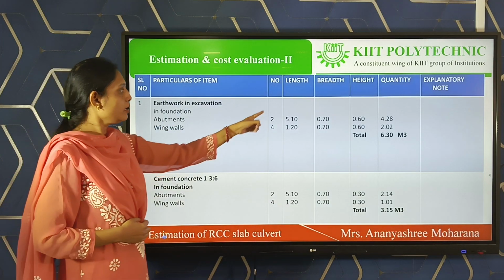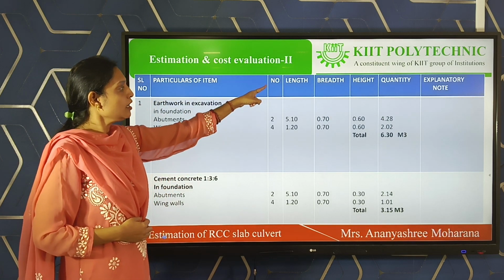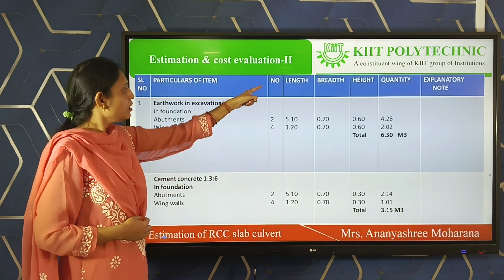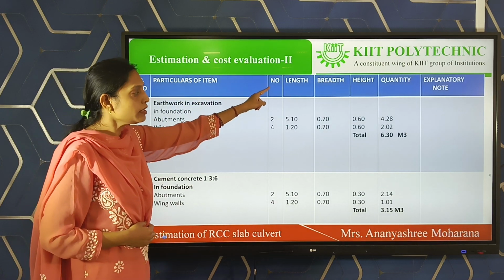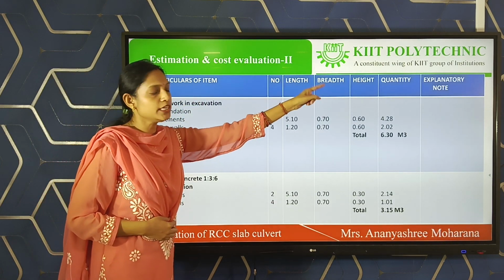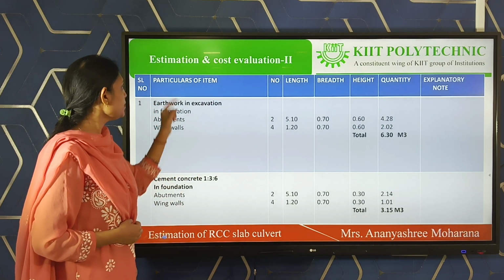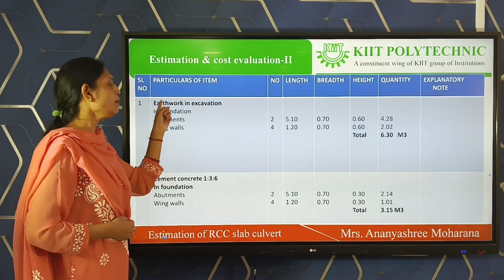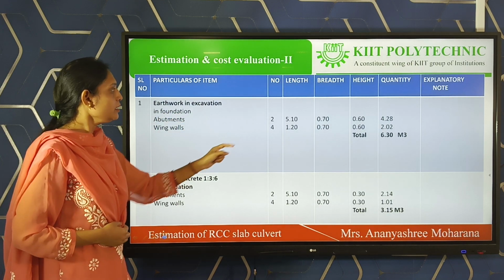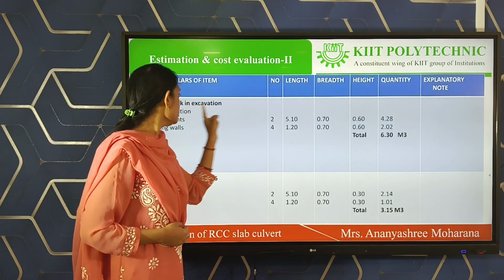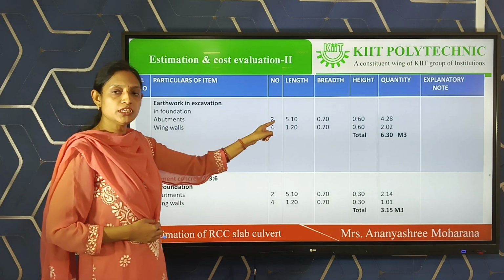Okay, so in this table you can see this is the measurement form. Your first column is serial number, then particulars of item, then number, then length, breadth, height, quantity and explanatory note. In the particulars of item, you have to write the part that we have to calculate. Then number, how many. The first one is abutment, number is 2.